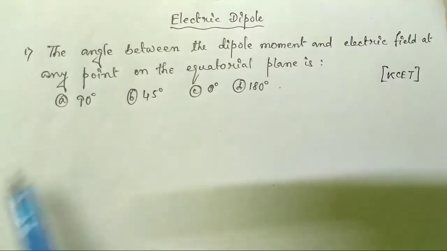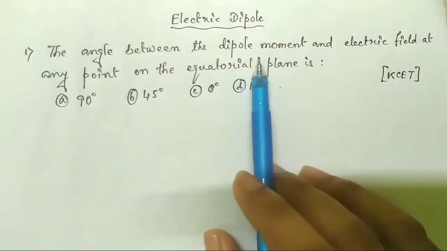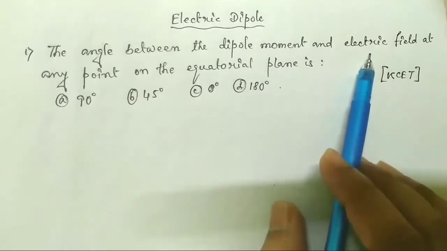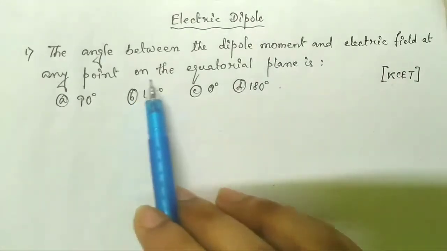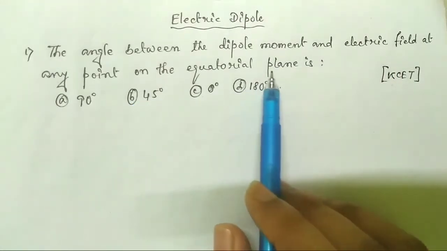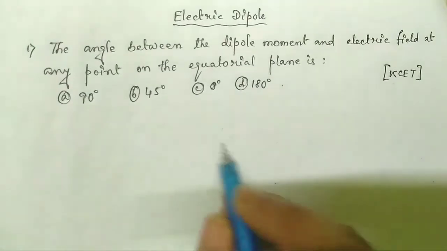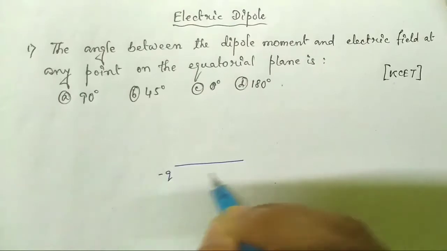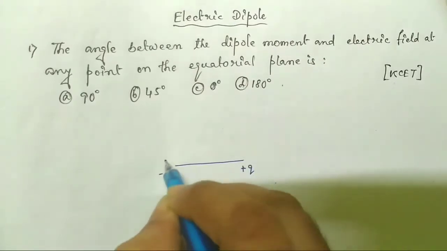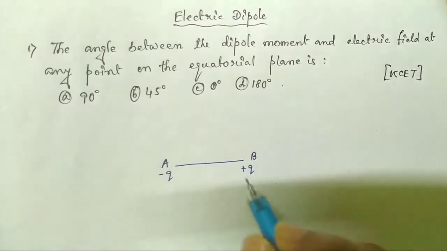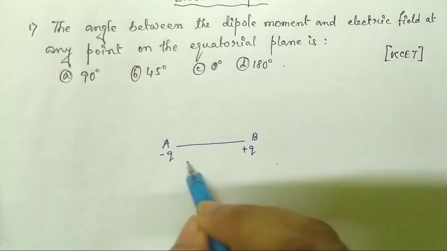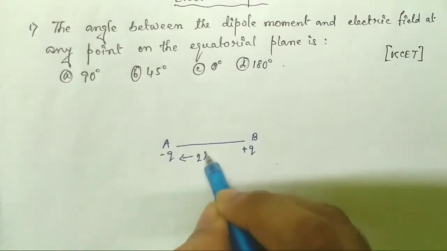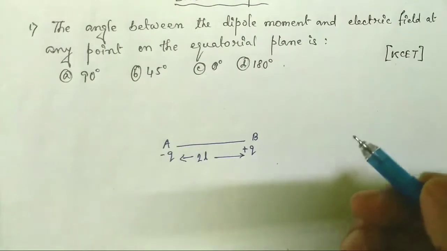Question number 1. The angle between the dipole moment and electric field at any point on the equatorial plane is. We know this is a dipole. Suppose this is minus q charge, this is plus q charge placed at A and B points, and say they are kept at a distance of twice L.